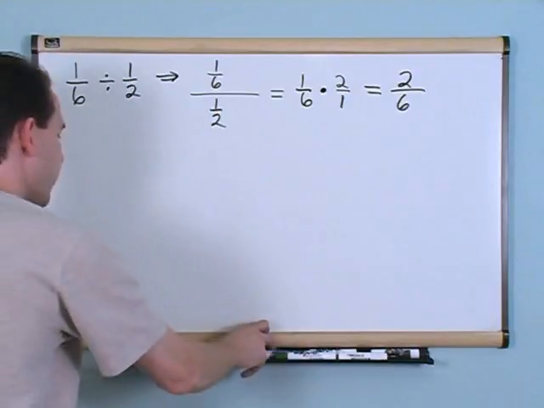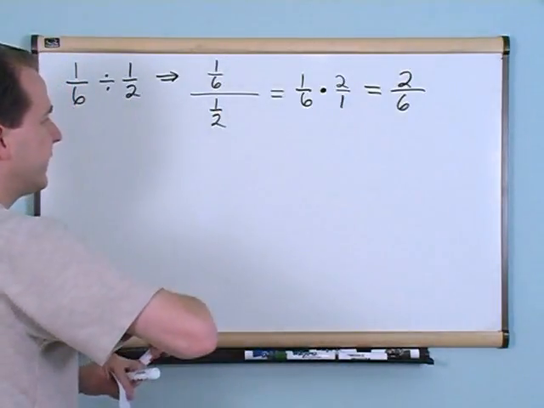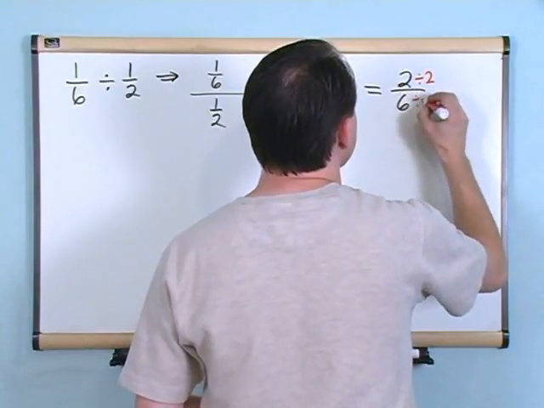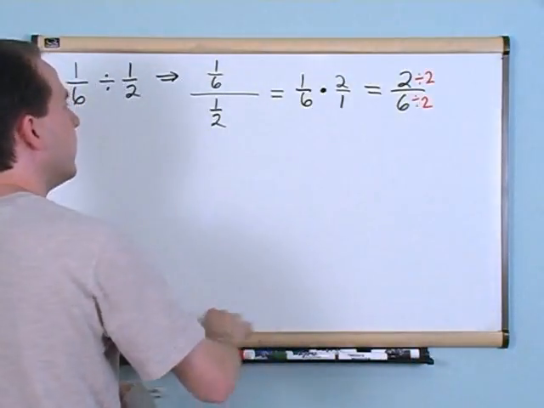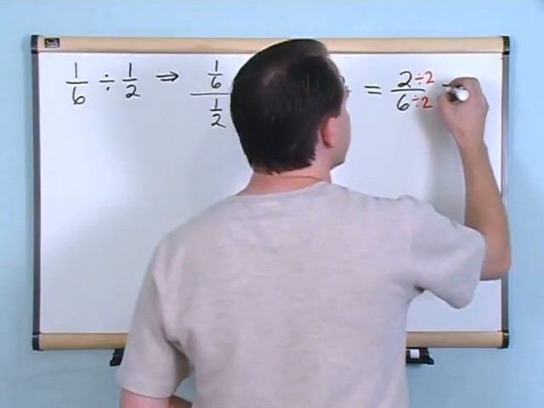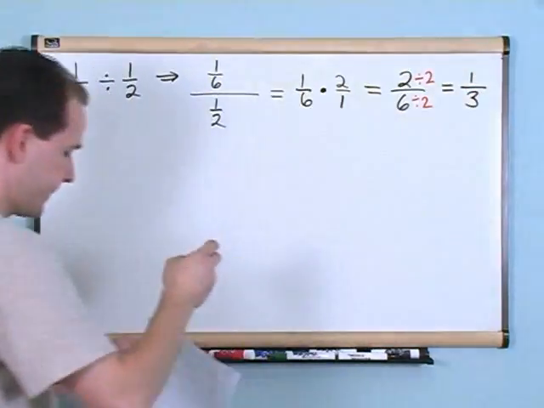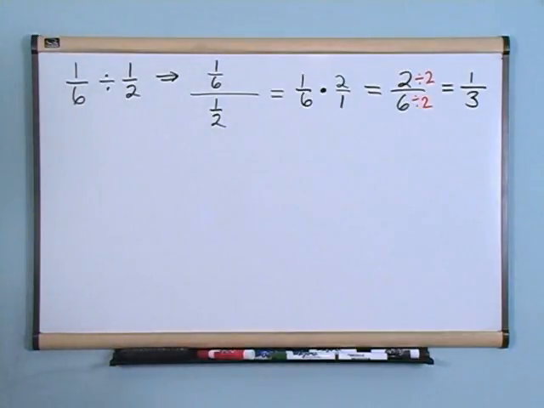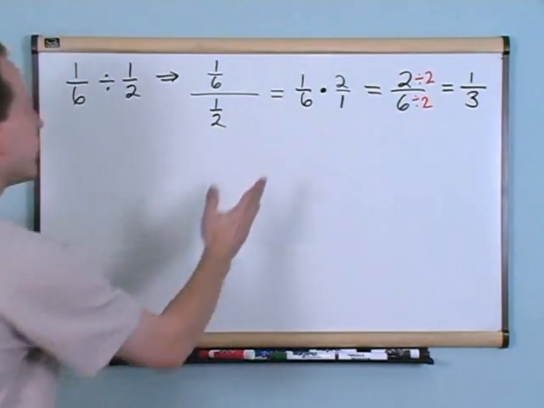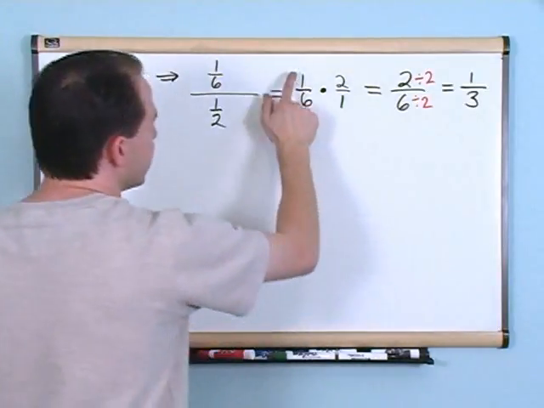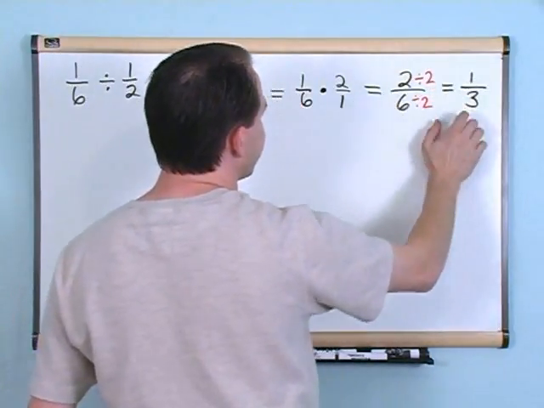And then just like any problem, you always check and see if you can simplify it. And here you can, because you can divide by 2 and you can divide by 2. Okay? 2 divided by 2 is going to give you 1. 6 divided by 2 is going to give you 3. Okay? So that's the answer, 1/3. Notice that from here on, it was just a simple multiplication problem. You just multiply the top, multiply the bottom, simplify the fraction, and that's it.